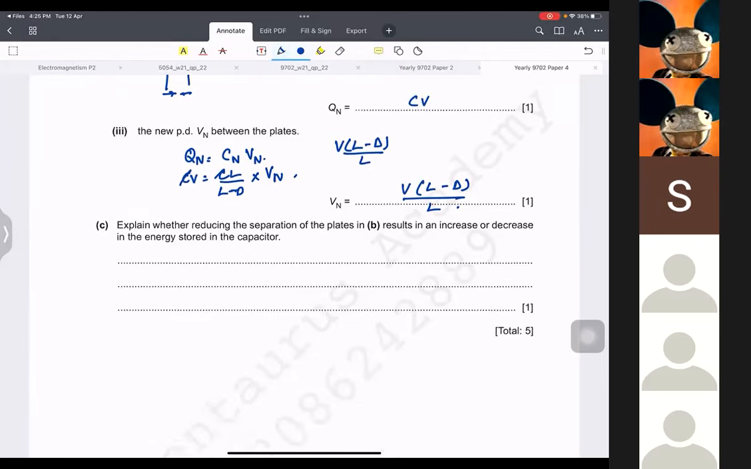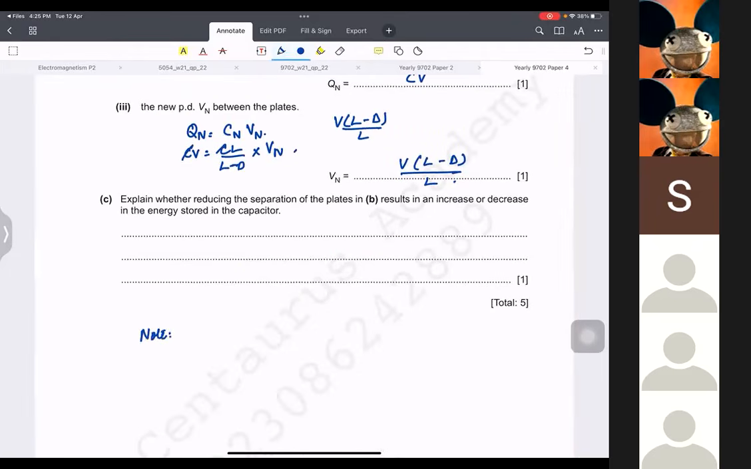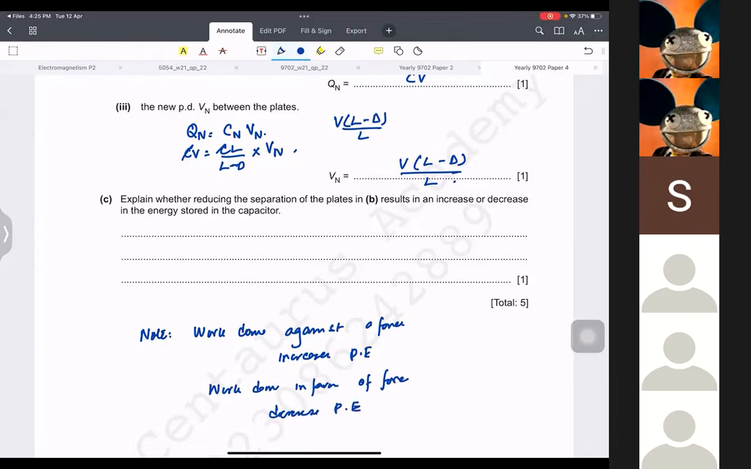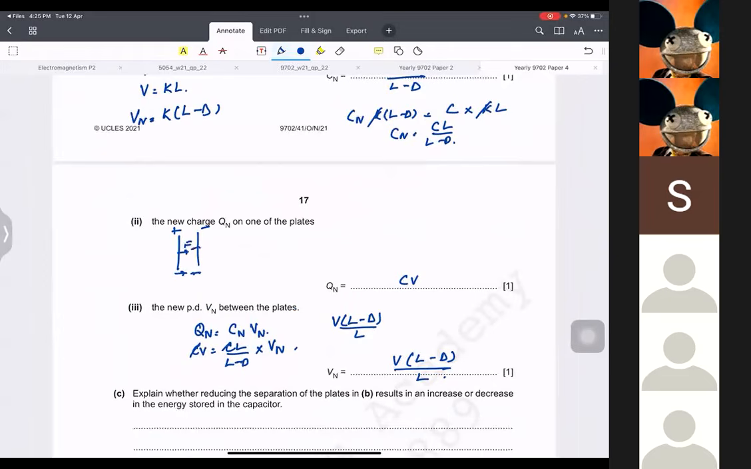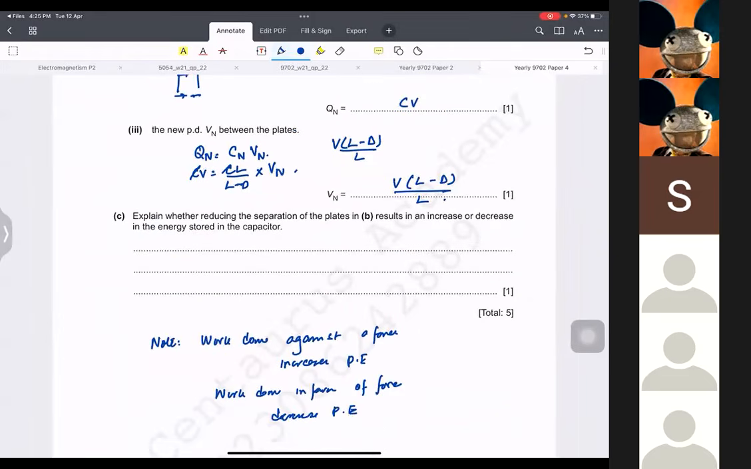So I'm just going to write it as a note here, so you guys remember. Work done against a force increases potential energy, whichever potential energy this is. Work done in favor of force decreases potential energy. Right now, we just brought them closer, and the force between them is also in the same direction. So it means that we're doing work in favor of the force.